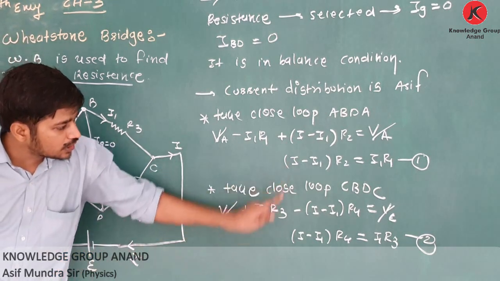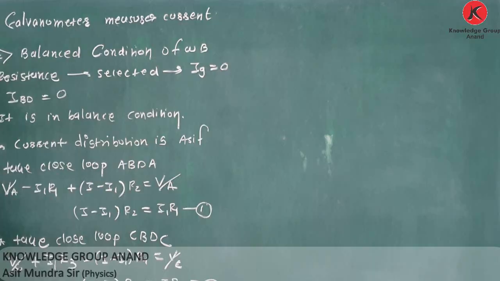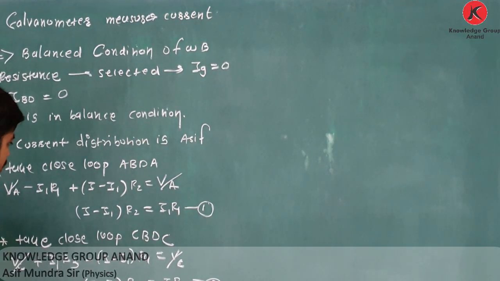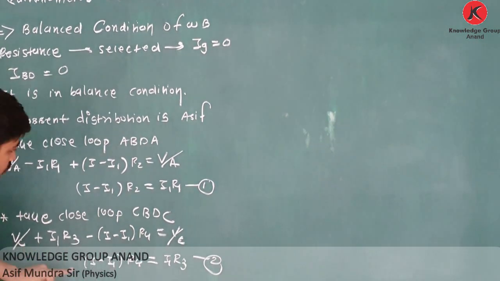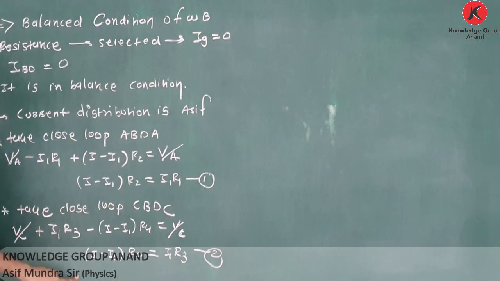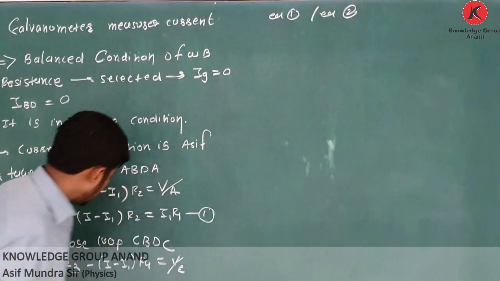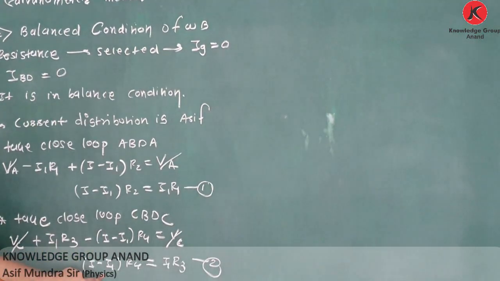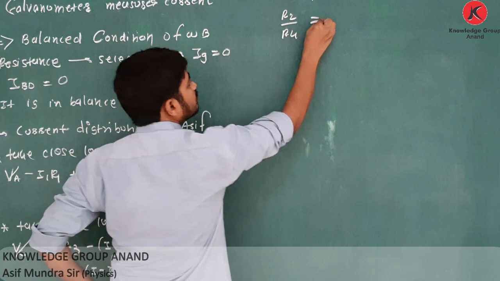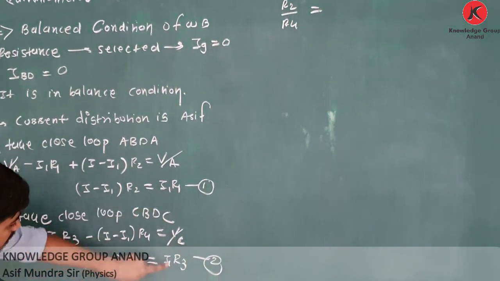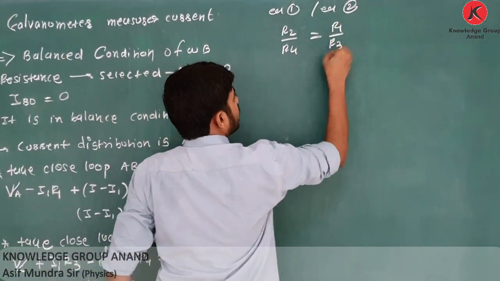Now take the ratio of these two equations, equation 1 divided by equation 2. I minus I1 cancels. On the left hand side it is R2 upon R4. Clear about this? For the right hand side, I1 R1 upon I1 R3. I1 cancels, so it is only R1 upon R3.